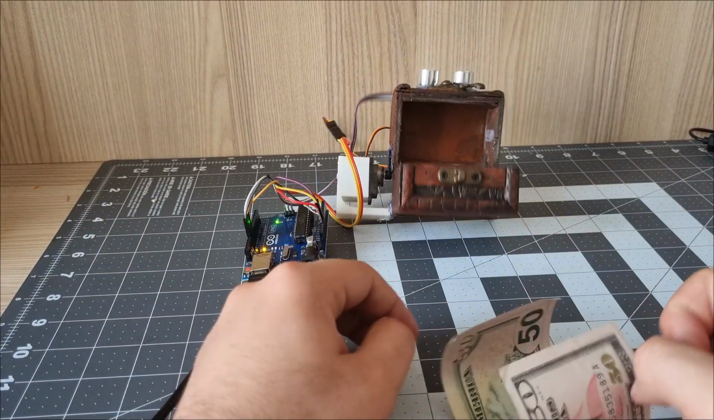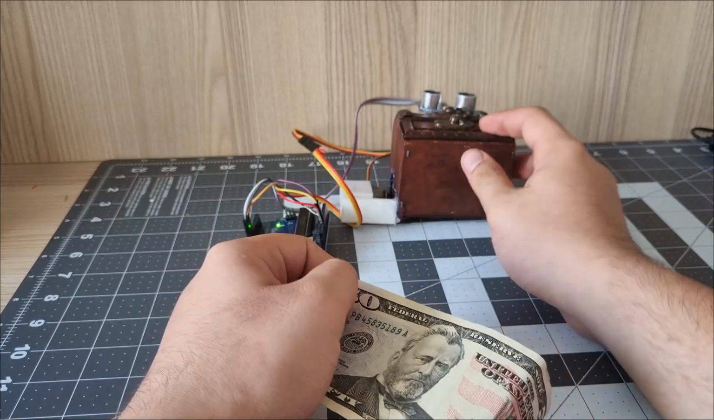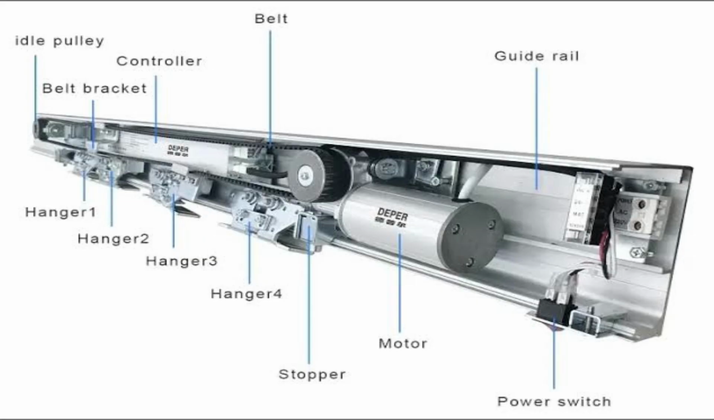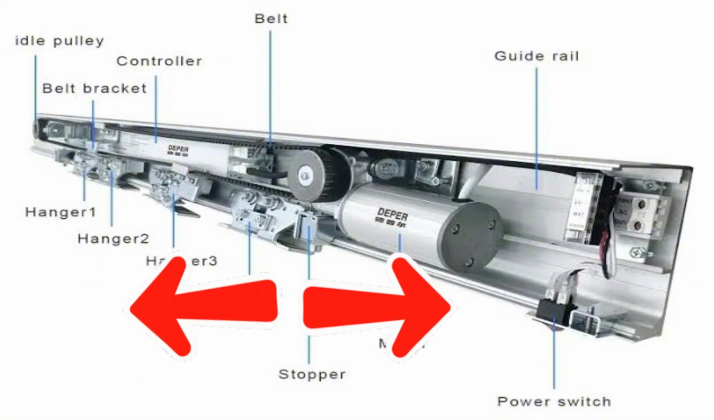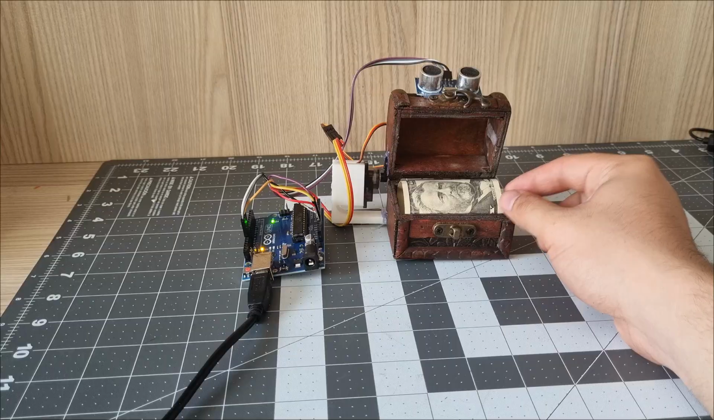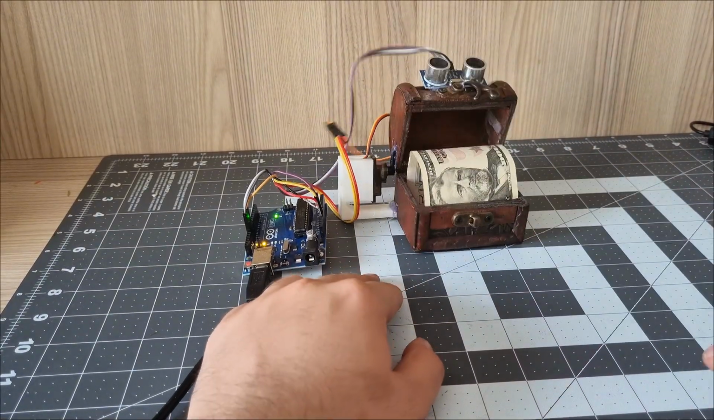That's it. But the interesting part isn't the box, it's the engineering behind it. Think about an automatic door. You walk toward it, a sensor detects you, a controller processes the information, and the motor opens the door. Our box works in almost exactly the same way. The one difference is that instead of opening the door for you, it tries to stop you.